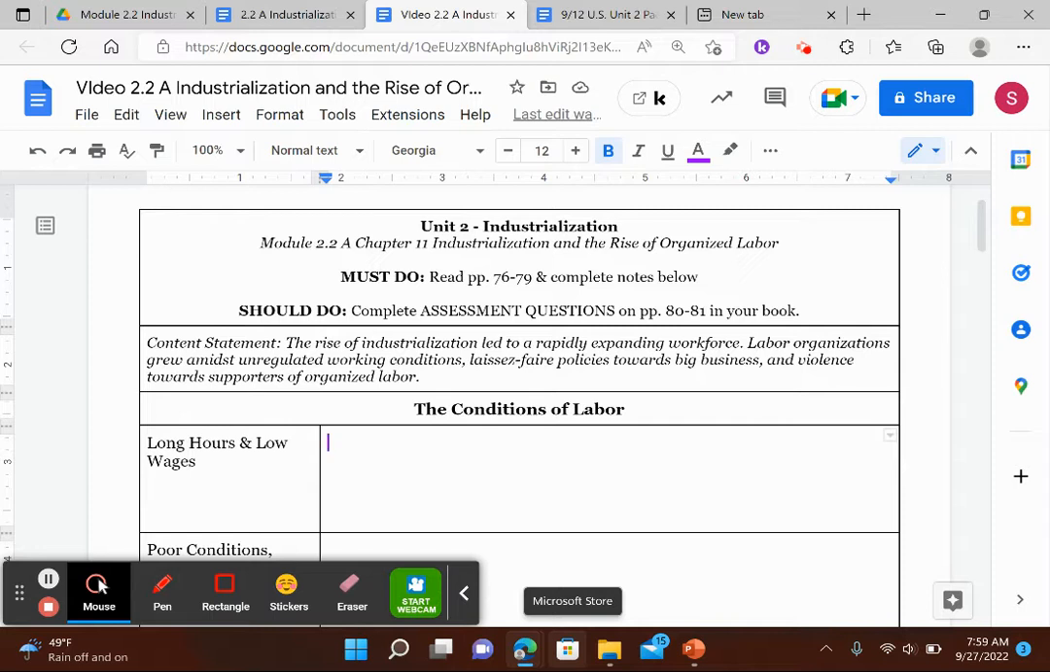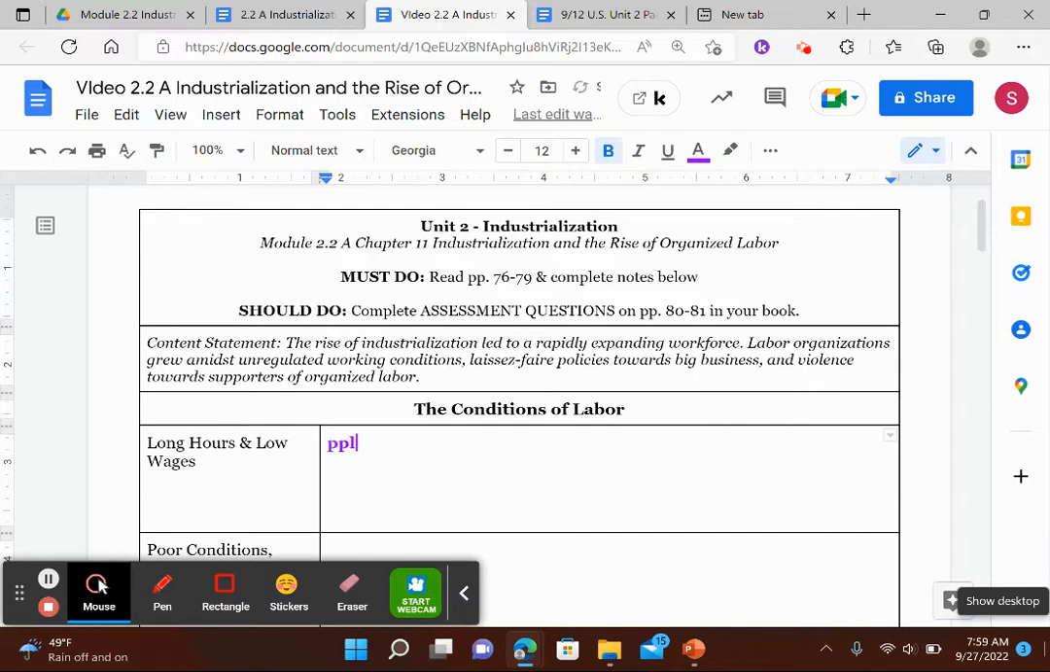The average workday and work week were long by today's standards, 10 to 14 hours a day for 6 days a week. Employers hired the least expensive laborers. Pay averaged from $3 to $12 weekly, but immigrants were often willing to work for far less. Women and children were also frequently employed as low paid workers. So the conditions of labor were long hours and low wages.